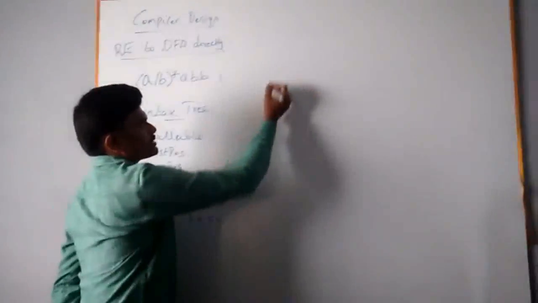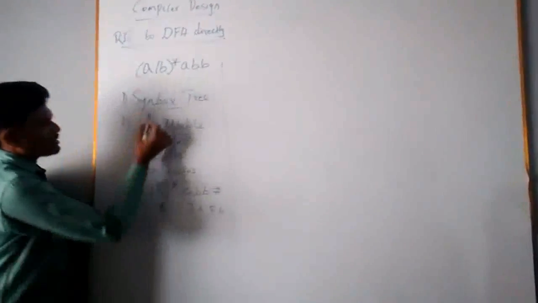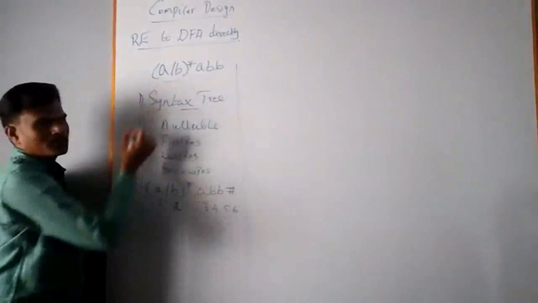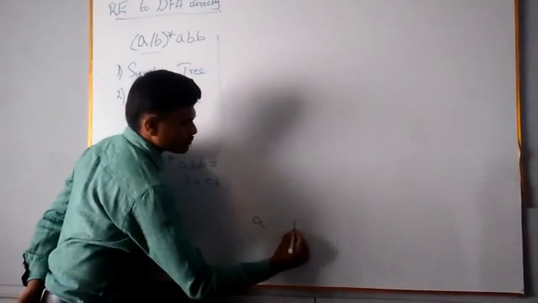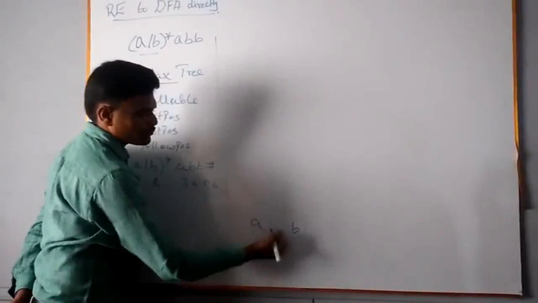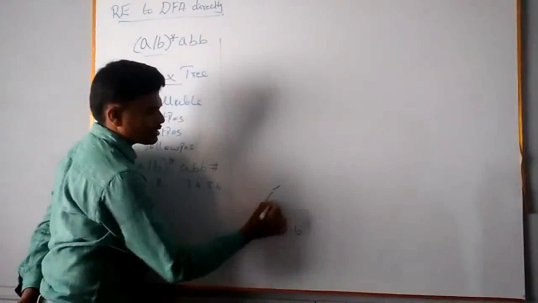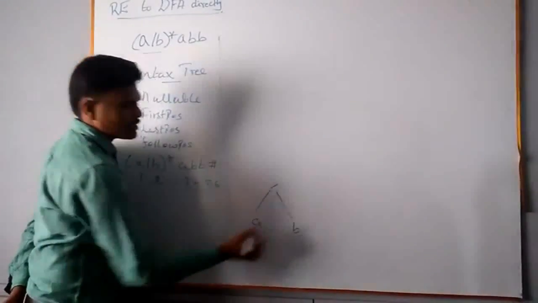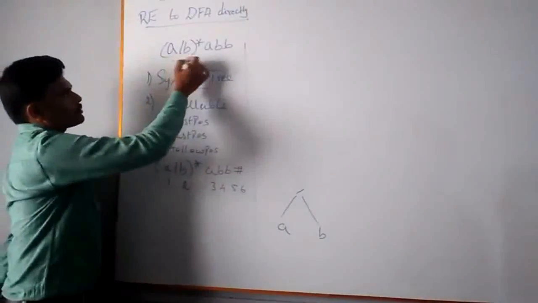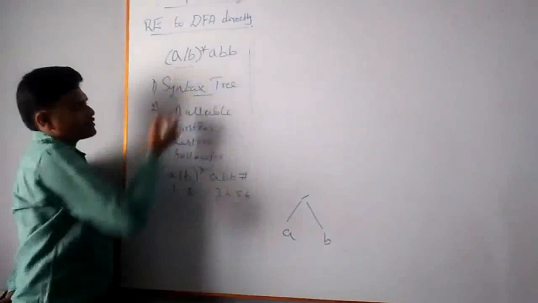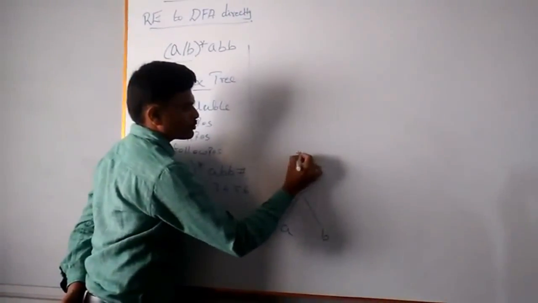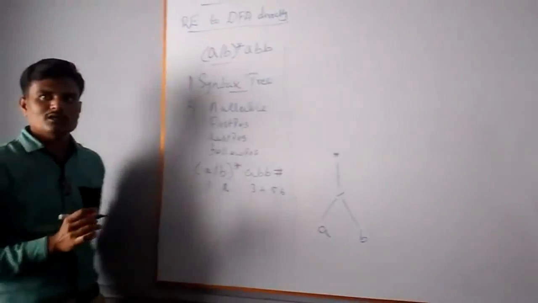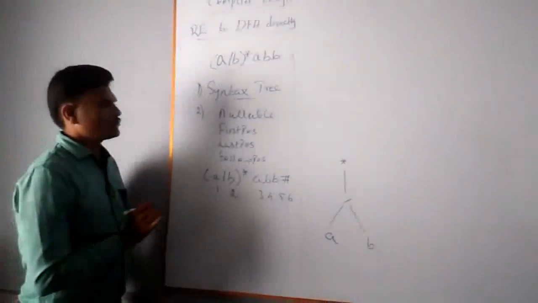While constructing the syntax tree, we construct it for (a|b)* first. For a or b, a and b will be the leaf nodes, and the OR operator will be the root node, with the children a and b. Next we construct it for the star. For (a|b)*, the star will be the root node, and the star operator will have only one child node.